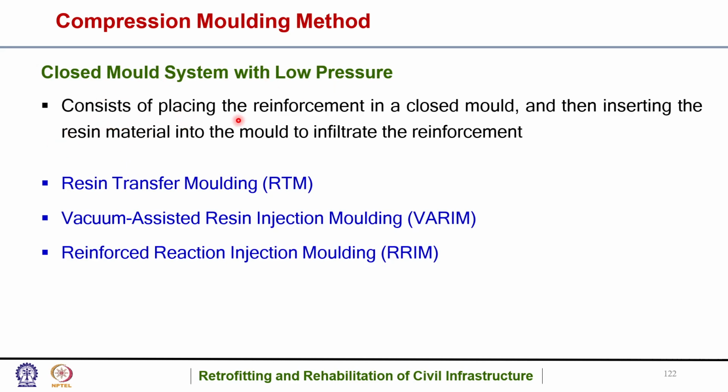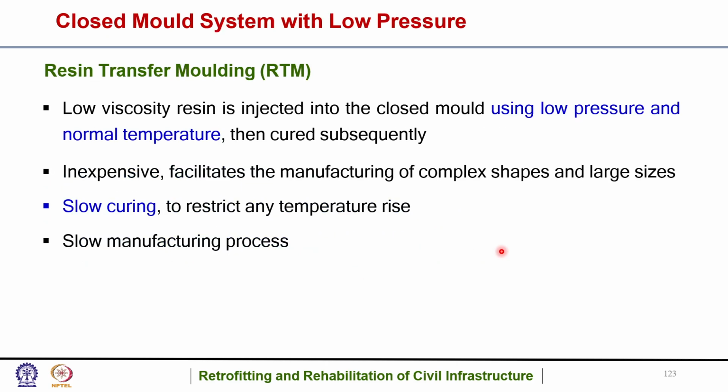It consists of placing the reinforcement in a closed mold and then inserting the resin material into the mold to infiltrate the reinforcement. So it can use resin transfer molding (RTM), vacuum assisted resin injection molding (VARIM), reinforced reaction injection molding (RRIM). So these are the various techniques. So let us go through each of them also.